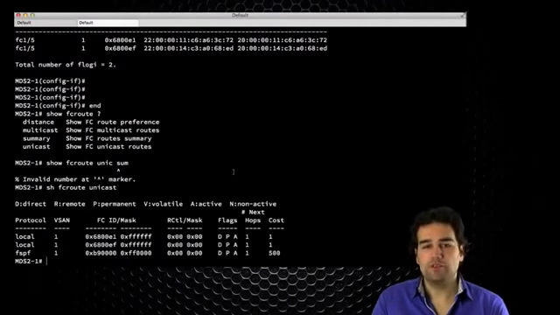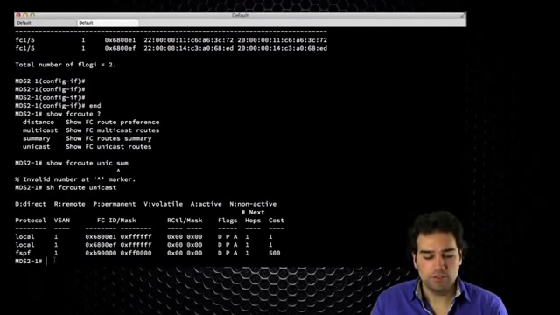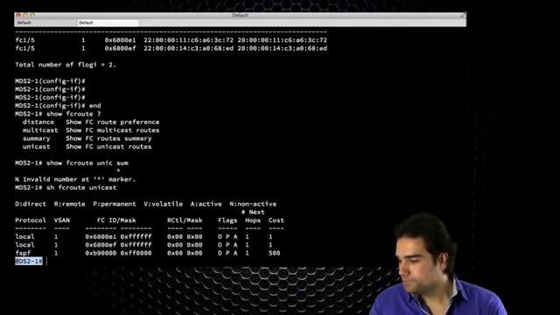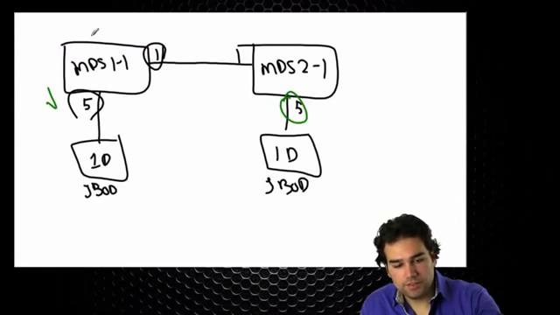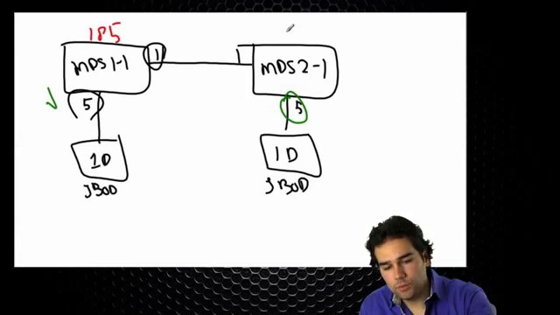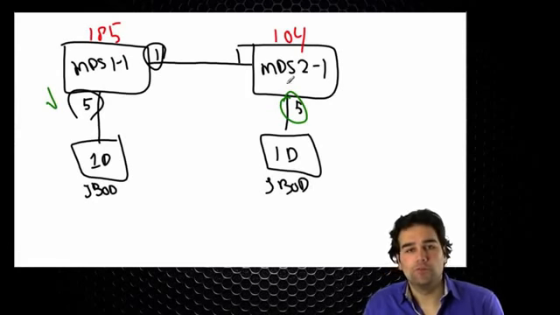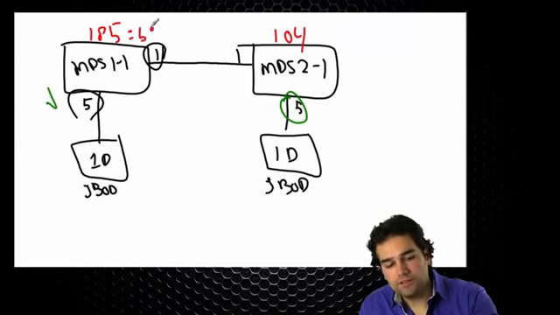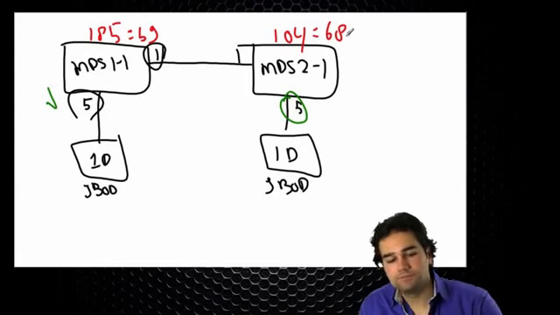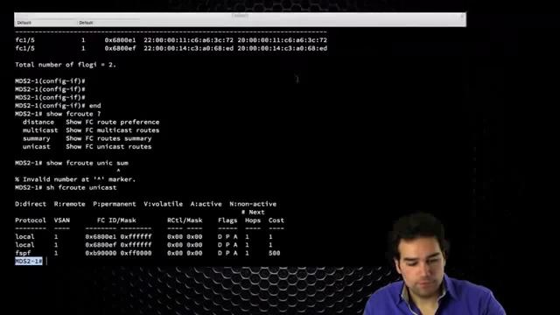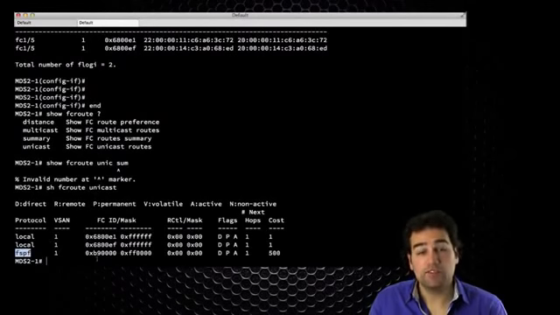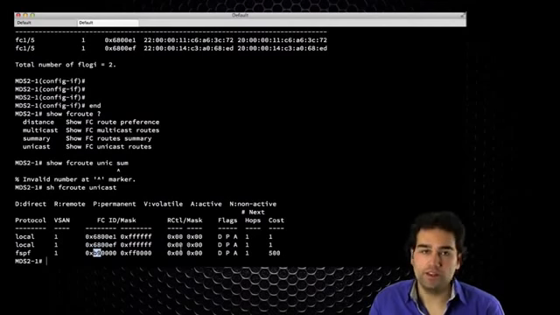If I do a show FC route unicast, I see all my unicast routes. I do it from MDS2. So again, this is domain ID 185. This is domain ID 104. I'm currently on 104. So this translates to B9 and this translates to 68. So on MDS2, I do a show FC route. What I see is an FSPF route being learned for domain ID B9. That's correct, right? I should learn the B9 domain ID here on MDS2.